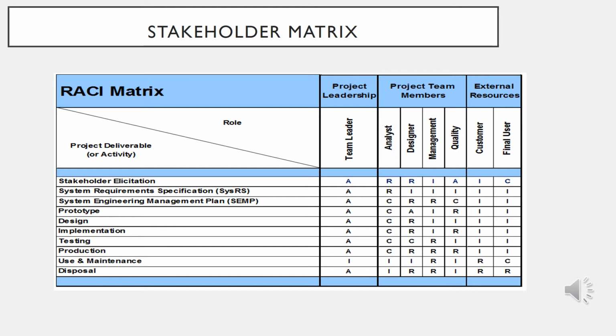On the left-hand side, you will find the project deliverables or activities needed for the realization of our configuration management system. These activities include stakeholder elicitation, system requirements and specifications, system engineering management plan, prototype, design, implementation, testing, production, use and maintenance, and disposal. On the right side, you will find the project stakeholders and the respective indicator for the completion of each task.